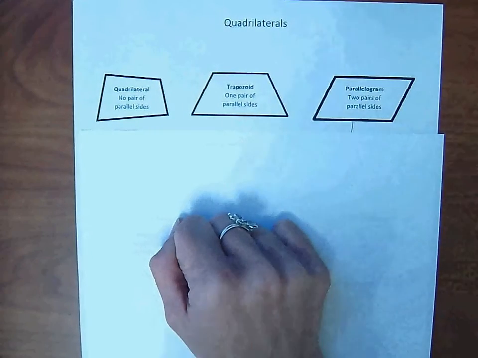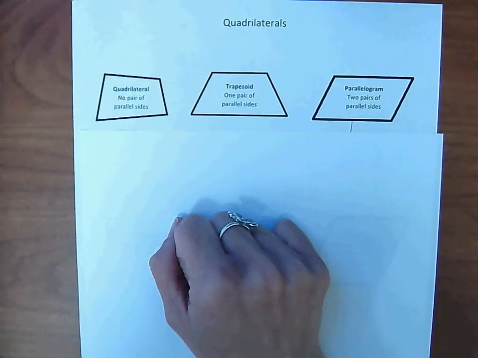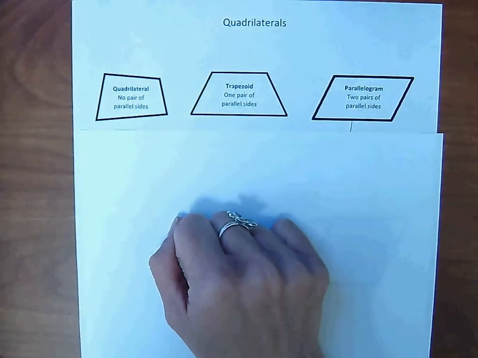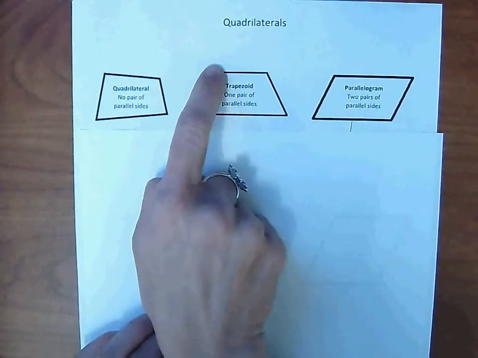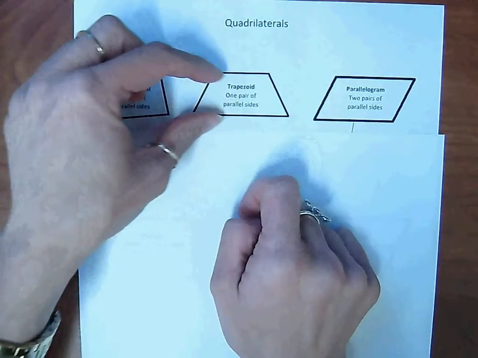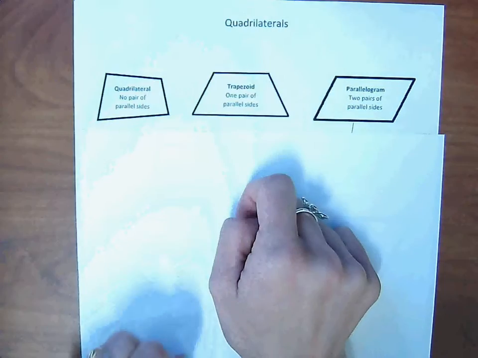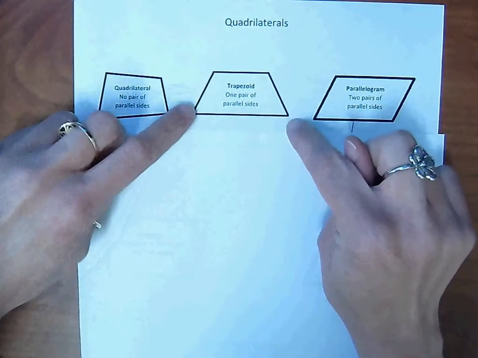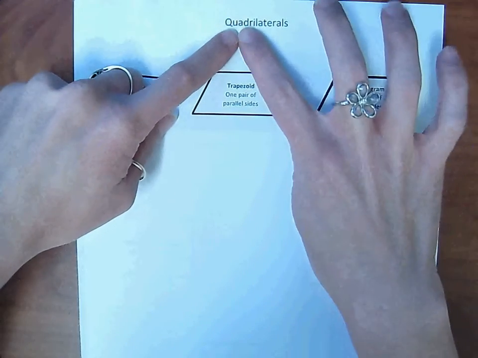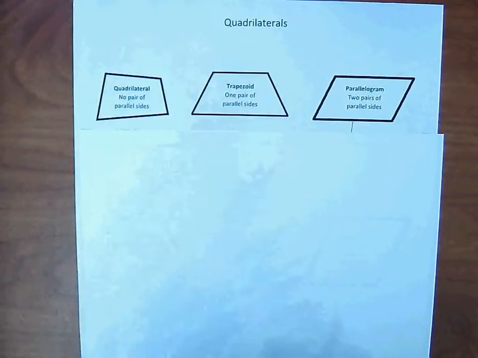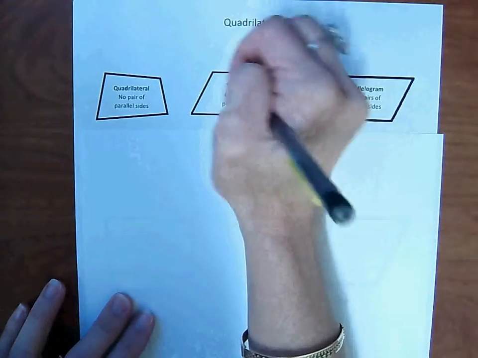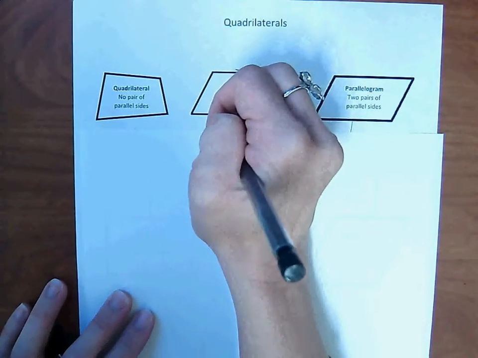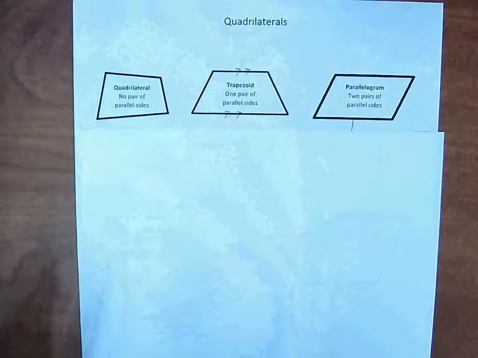In a trapezoid, there is one pair of parallel sides. In my drawing, the top and the bottom, when you extend them out, they are parallel. They will never touch each other. Whereas the left and the right, eventually, if you extend out, they would intersect. So I'm going to show parallel by these little arrows. So the top and the bottom in my picture are parallel.